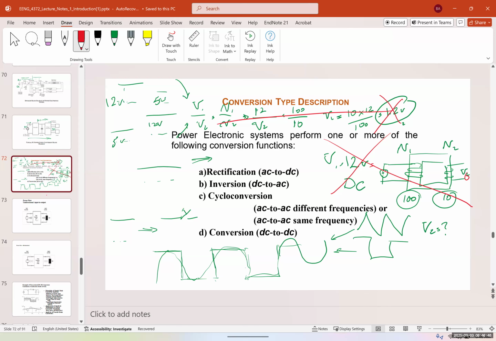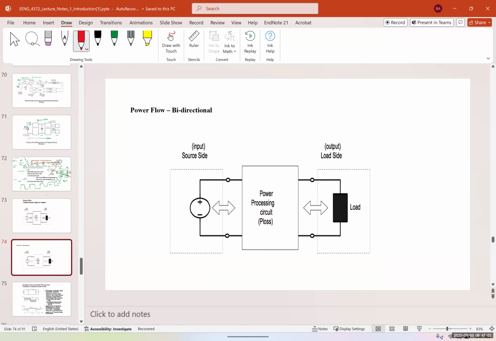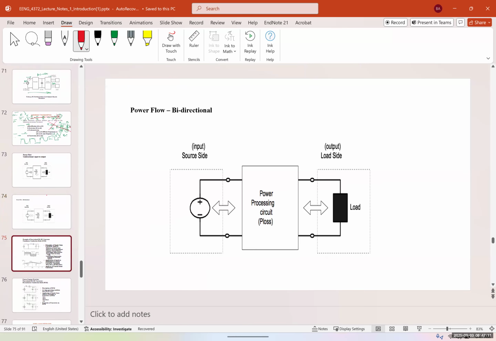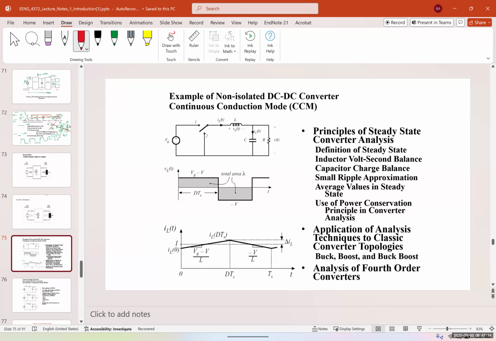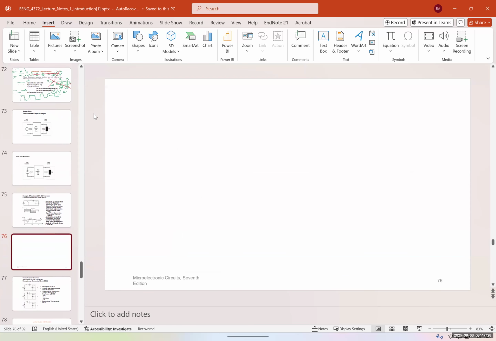I don't want to go back into the physics and electromagnetics. That's a topic for a different course, but just for now, remember this. The power flow could be unidirectional, input to output, or it could be bidirectional, where the load side could be the input or the output. This is an example of a non-isolated DC to DC converter in the continuous conduction mode, or CCM. Before I start this, I want to give you some perspectives of how these systems actually work.